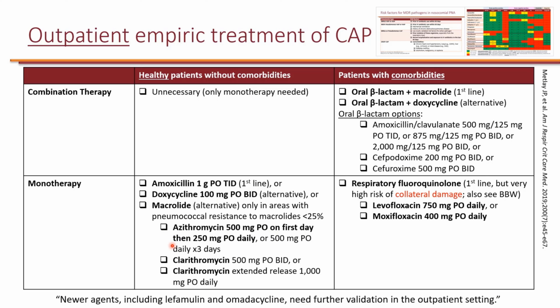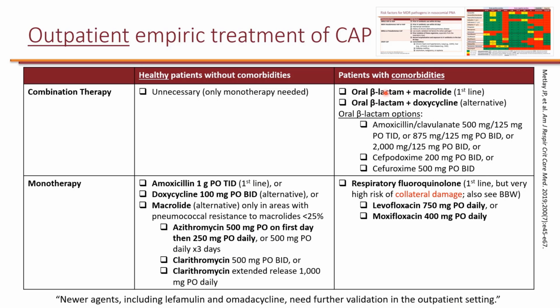Now, for those patients who have comorbidities, because they are at increased risk of having drug-resistant strep pneumo, you don't want to use a single agent, so we use a combination so that we have good coverage. So we have oral beta-lactam and we have macrolides as first line. And then if someone cannot tolerate that option, then alternatively, you can use a combination of oral beta-lactam with doxycycline.